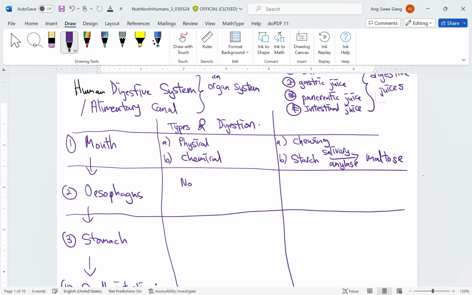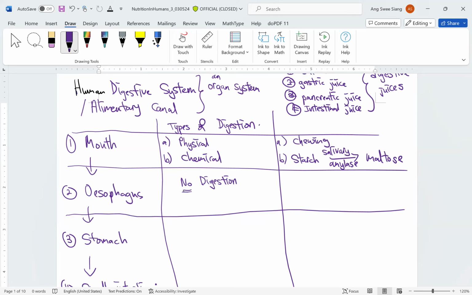Okay, by right, according to theory, there is no digestion. But frankly speaking, the amylase that is secreted in the mouth is already mixed with the food. So when the food moves down the esophagus, the digestion by the salivary amylase can still continue. Logically that should be happening until the optimum pH is changed, then the salivary amylase will be denatured. So by right, theory wise, there is no digestion in the esophagus.